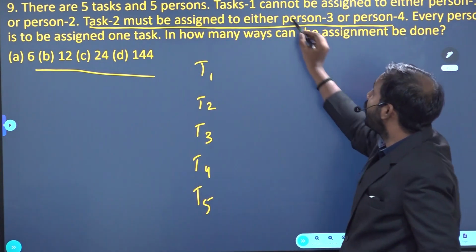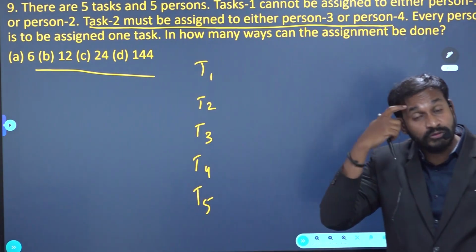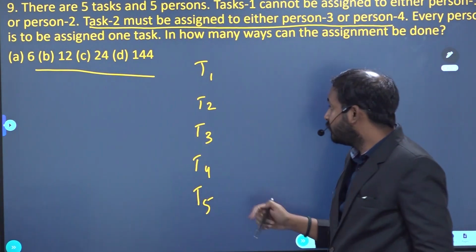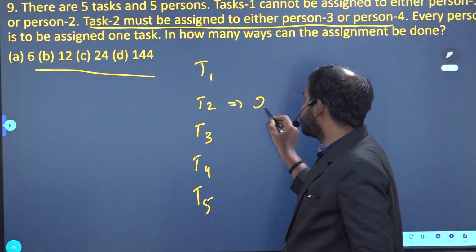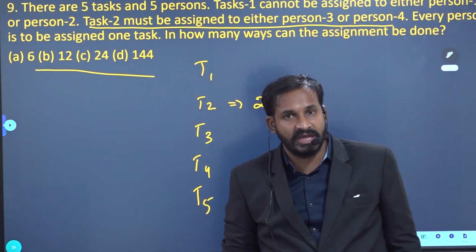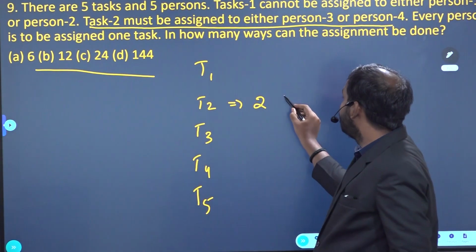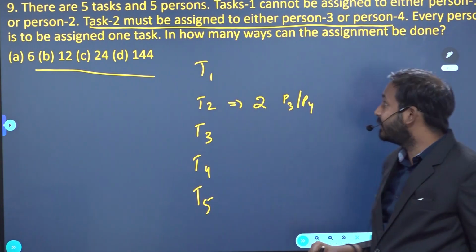We will not consider the other condition initially. We will only consider who should be assigned first. So task 2 should be assigned to whom? For task 2, how many chances are there? 2 chances. What are those? Person 3 or person 4.